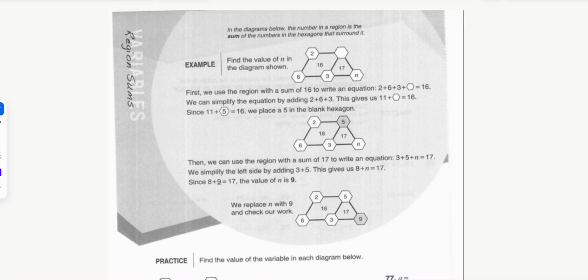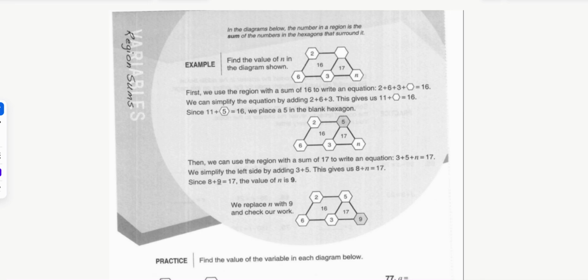Next, we're going to be doing region sums. So in the diagrams below, the number in a region is the sum of the numbers in the hexagons that surround it. So we have to find the value of n in the diagram shown. First, we use the region with the sum of 16 to write the equation 2 plus 6 plus 3 plus blank equals 16. We can simplify the equation by adding 2 plus 6 plus 3. This gives us 11 plus blank equals 16. Since 11 plus 5 equals 16, we place a 5 in the blank hexagon.